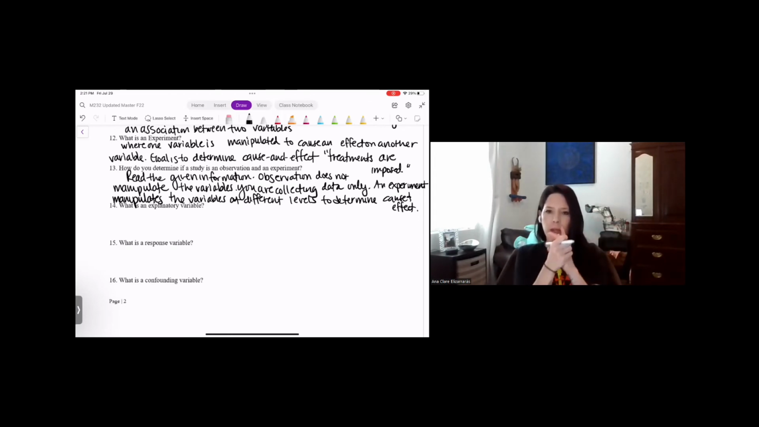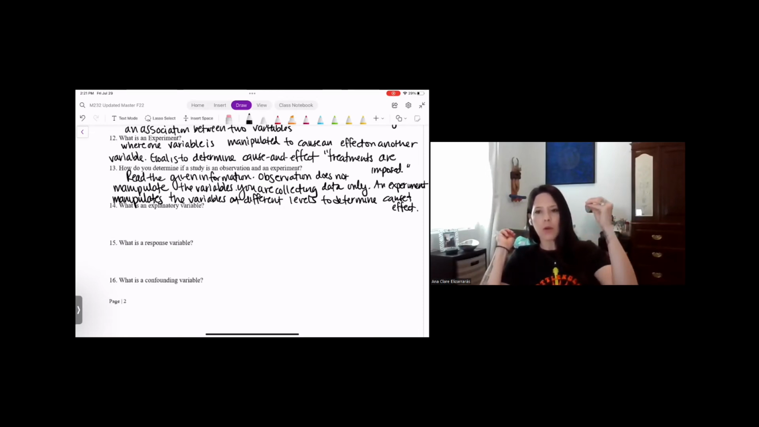Highly unethical. So that's a whole other first, do no harm. You've got to make sure you're doing ethical things here. But that would be a situation where I'm manipulating the explanatory variable. I think smoking causes cancer, so I'm going to manipulate smoking. The response variable is the thing that you measure. Did they get cancer or not?